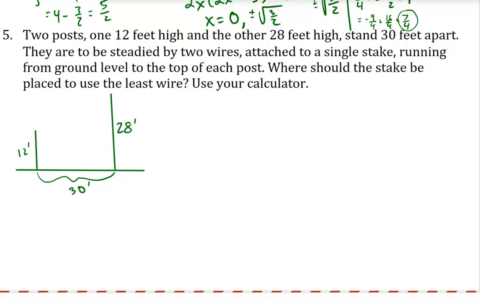Okay, so the wire is coming between the top of this one, touching the ground somewhere, and then going up to here. So this is the wire. Oh, let's make that one a straight line too.